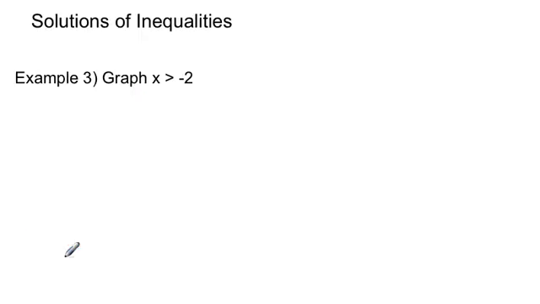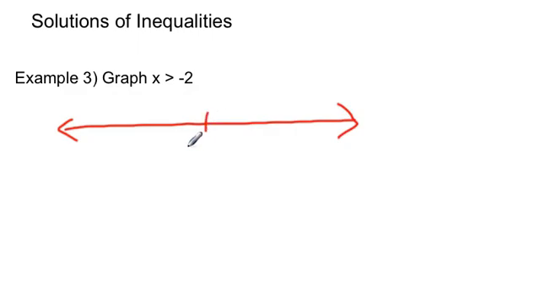So let's try a couple of these. Let's graph x is greater than -2. And notice I've not given you a number line, so you have to draw your own. So we draw a number line, and what we're going to do is put -2 smack in the middle. Now on a number line, always, when you go to the right, the numbers get bigger. So with negative numbers, that means closer to 0, and then positive numbers farther away. And then over on this side, your numbers get smaller: -3, -4, -5, etc.